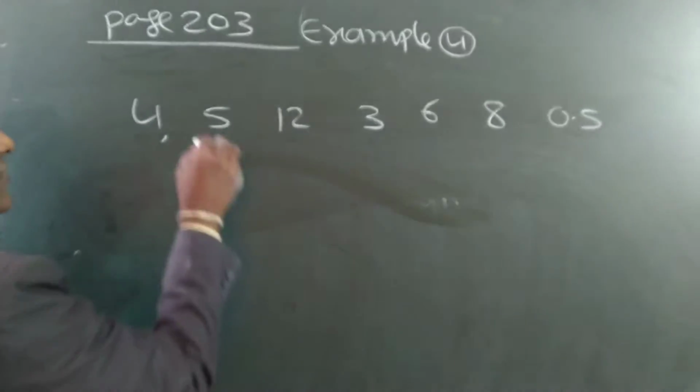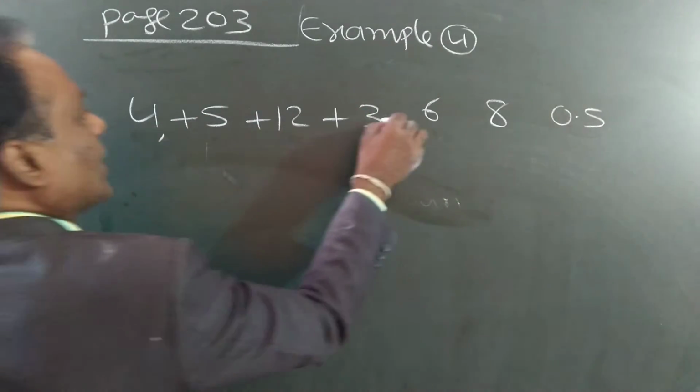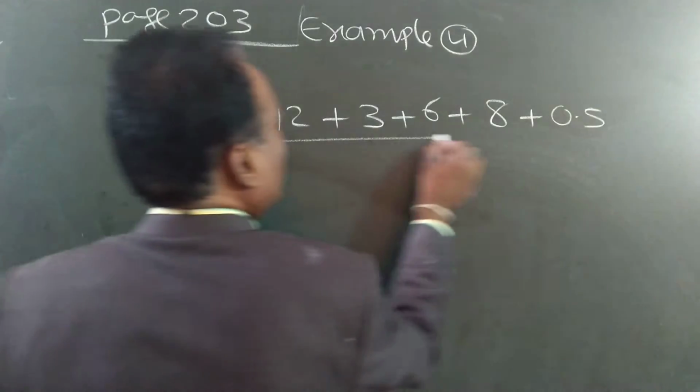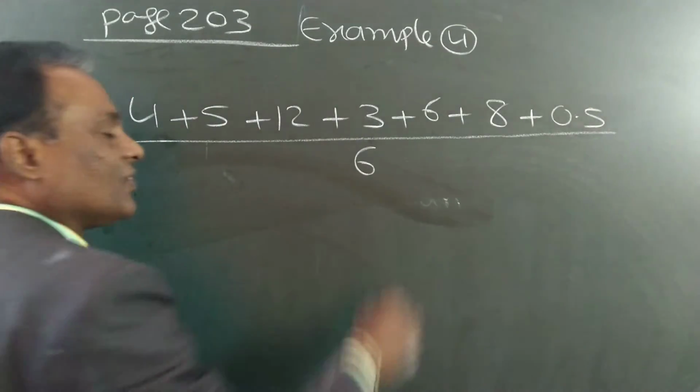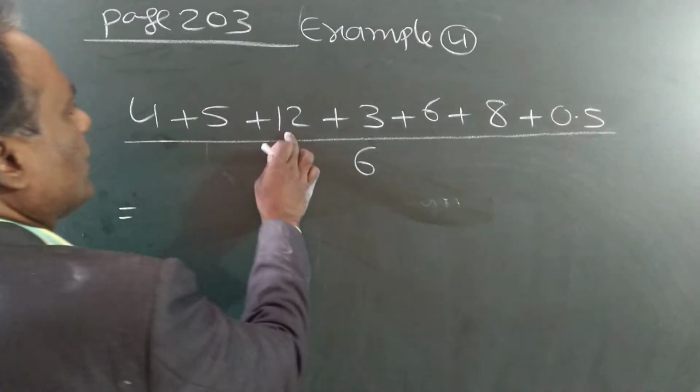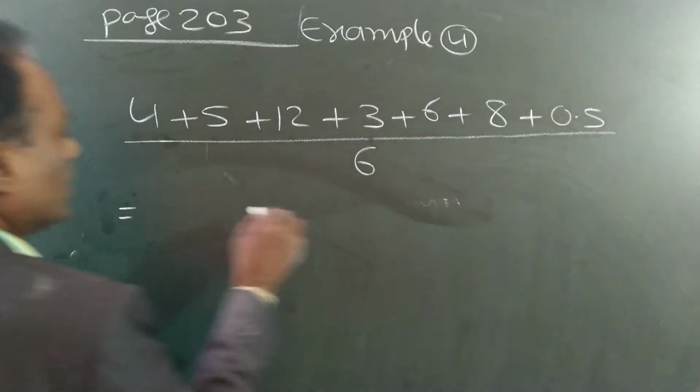How to find the average? Sum of the observations, that is the rainfalls of 6 days, divided by 6. Why divide by 6? 6 days. You add and divide by 6. 4 plus 5, 9, 21, 24, 30, 38.5.